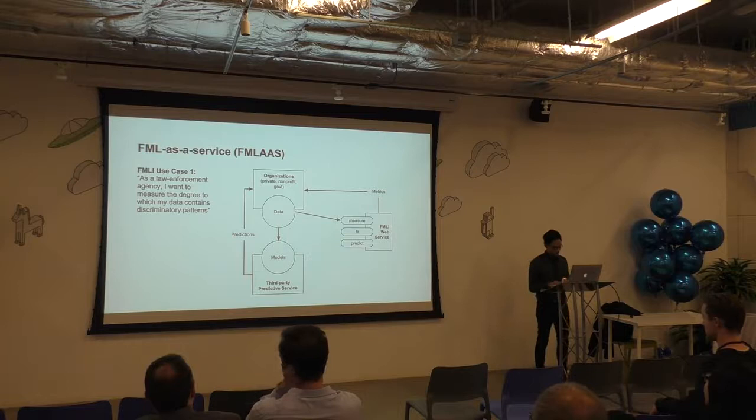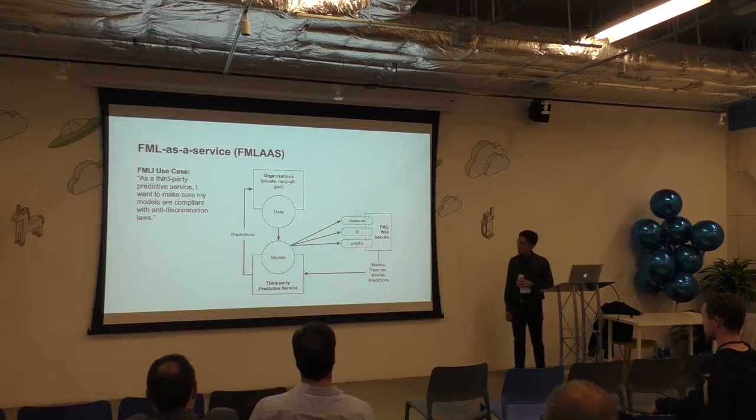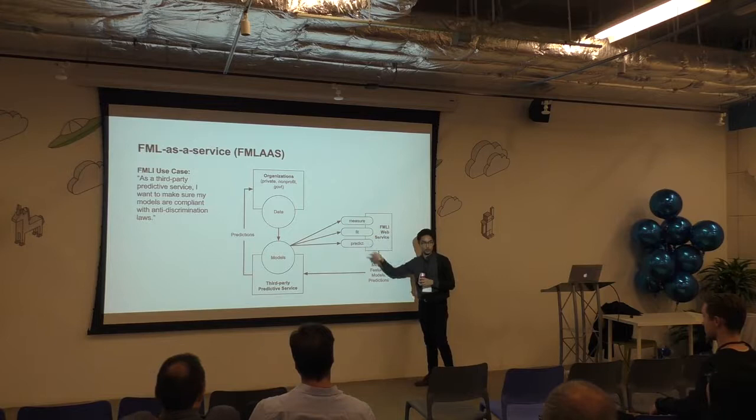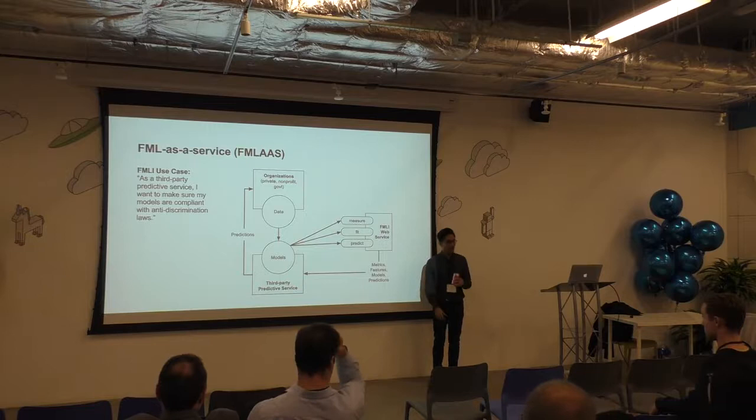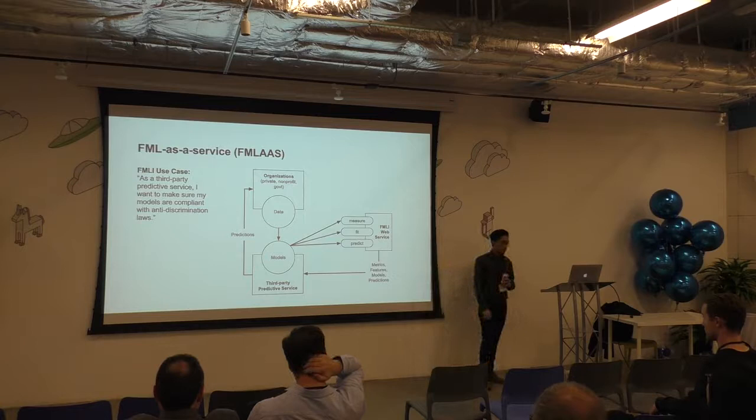The other idea is that this could be used by a third-party service to do all of these things. This web service exposes these as part of their API, for example. You can call the API and say measure, and here's your data payload, and it gives you back some kind of response. So the third-party service can use this fMLI web service to do everything from measuring discriminatory patterns, to fitting models that are fair, even learning fair representations.